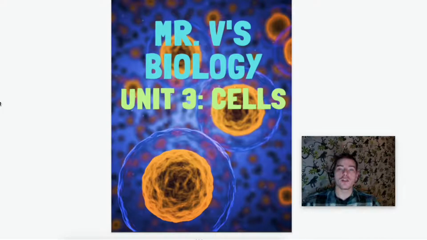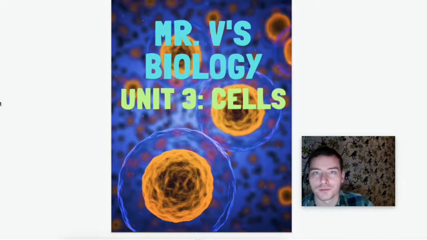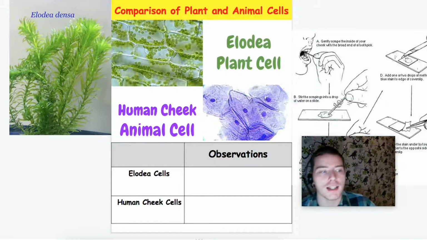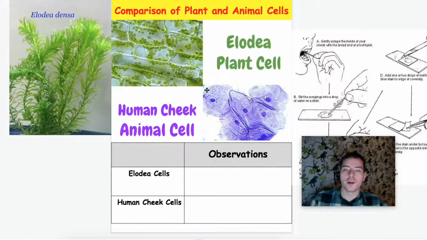V's Biology Unit 3, Cells. So hopefully you have your packet opened up. We're going to look at the first page, which is slide 2 here, and we're going to compare plant and animal cells. So the first picture here we have is Elodea. You can find this at aquatic shops because turtles and other aquatic life like to eat it. If I put this under a microscope, this is what it would look like right here.